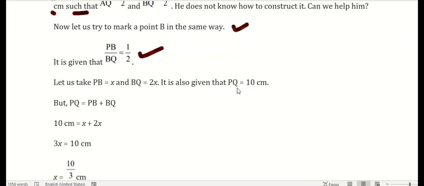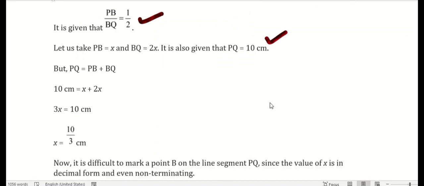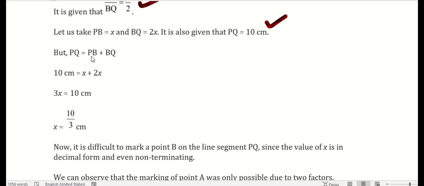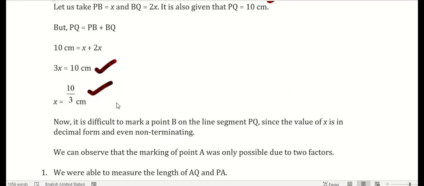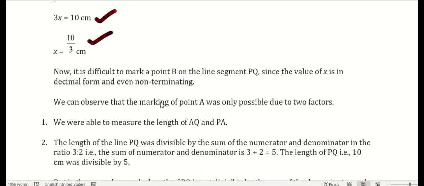It is also given that PQ equal to 10 centimeter, but PQ equal to PB plus BQ. That means 10 centimeter equal to x plus 2x, 3x equal to 10 centimeter, and x equal to 10 by 3 centimeter. Now it is difficult to make a point B on the line segment PQ, since the value of x is in decimal form and even non-terminating.